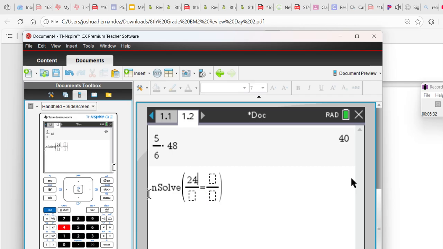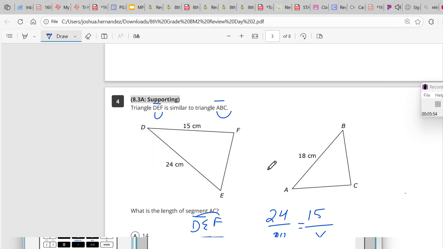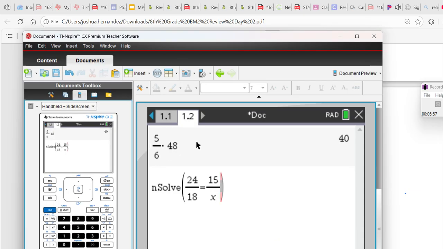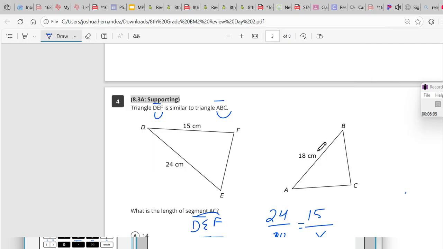Maybe it was 24, 18. And we'll do 15 over X. We just double-check the right numbers: 24 over 18, 15, 16 comma X, and 11.25. There's just no guessing.